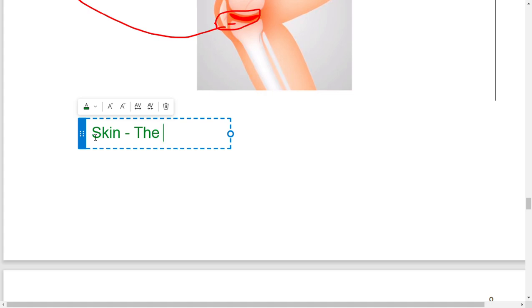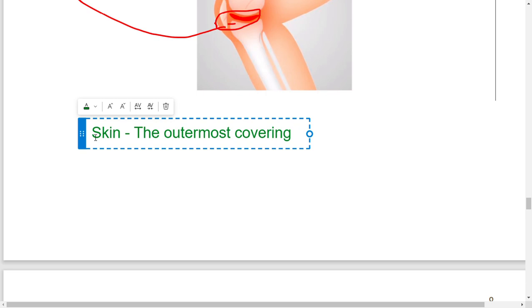It is also an important sensory organ. So now, what is the skin? The skin is the outermost covering of the body. Yes, am I right?